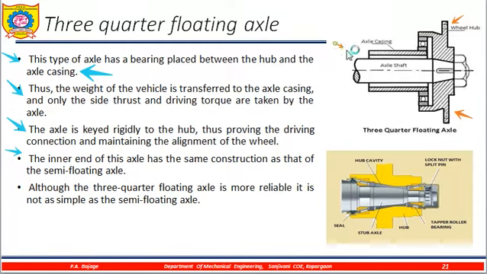you can see the main difference is the inner side of this axle has the driving connection between this hub. You can see this hub, the casing, the taper bearing are locked by this lock nut from the other end. Although the 3/4 floating axle is more reliable, it is not as simple, as the construction is a little complex as compared to the semi floating axle.